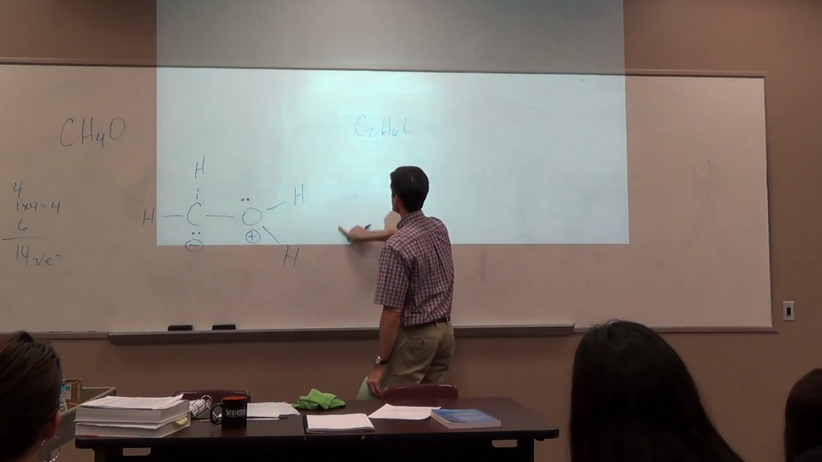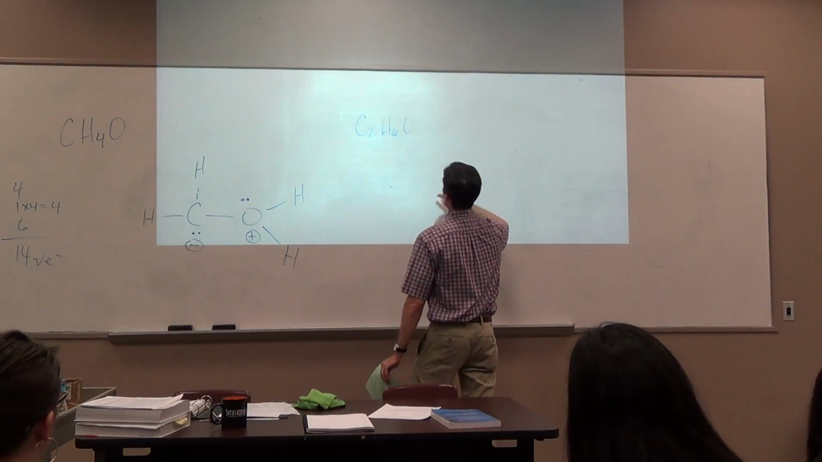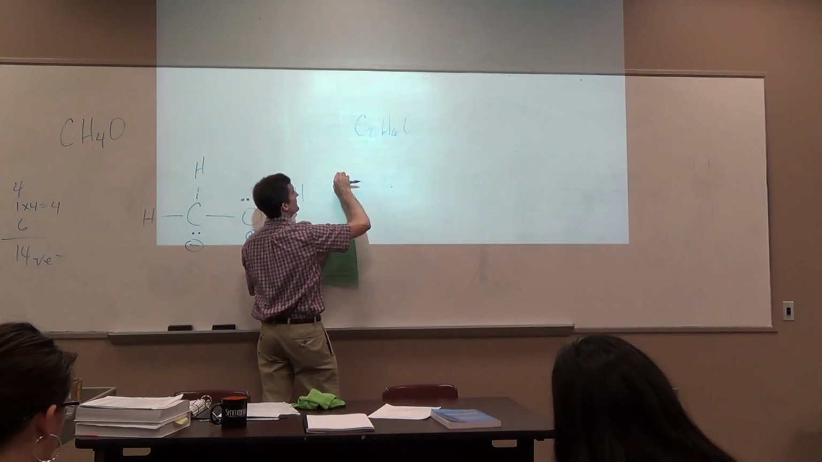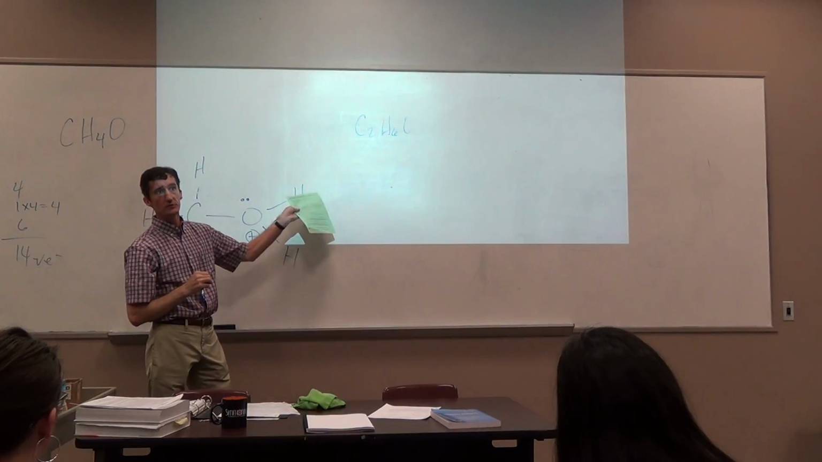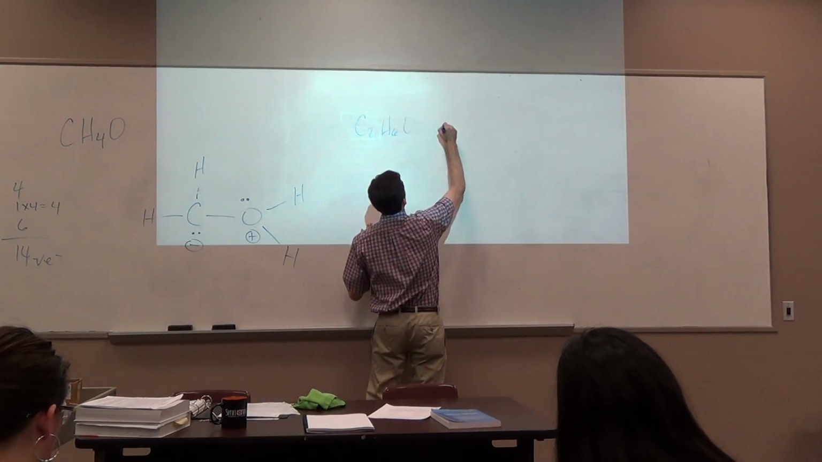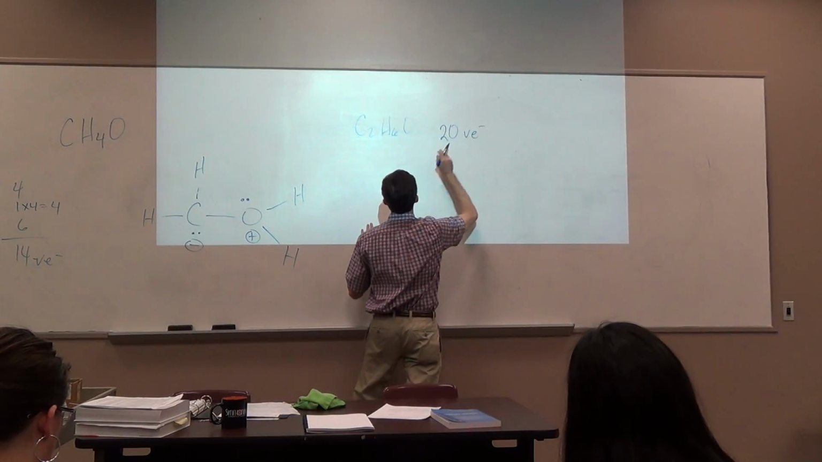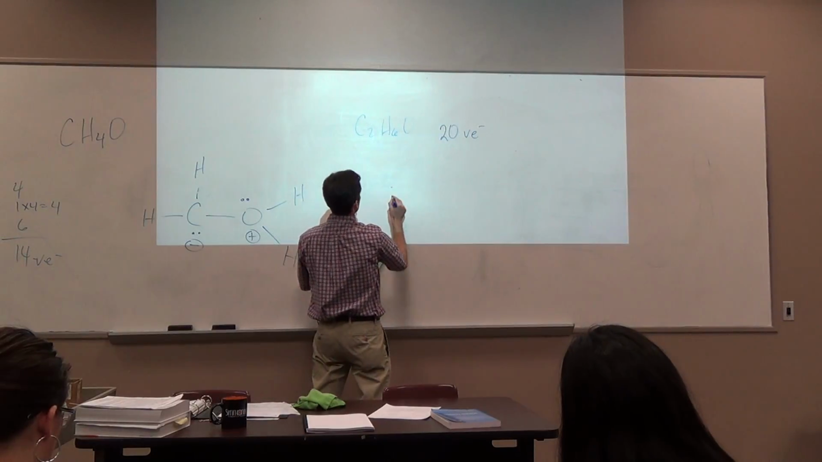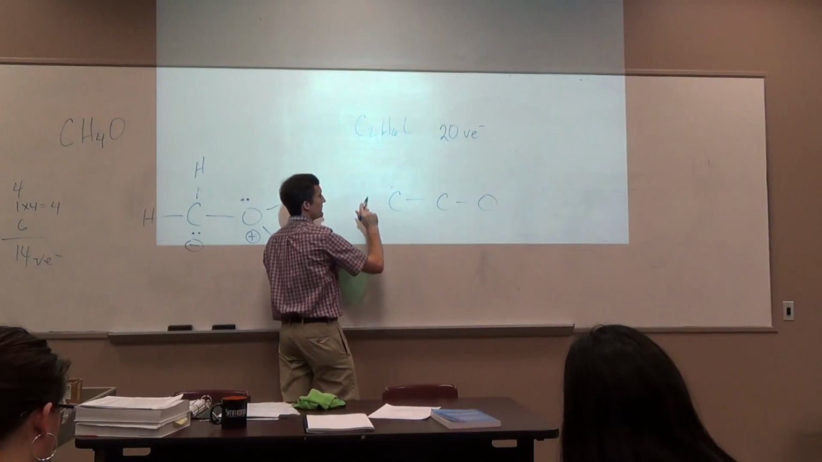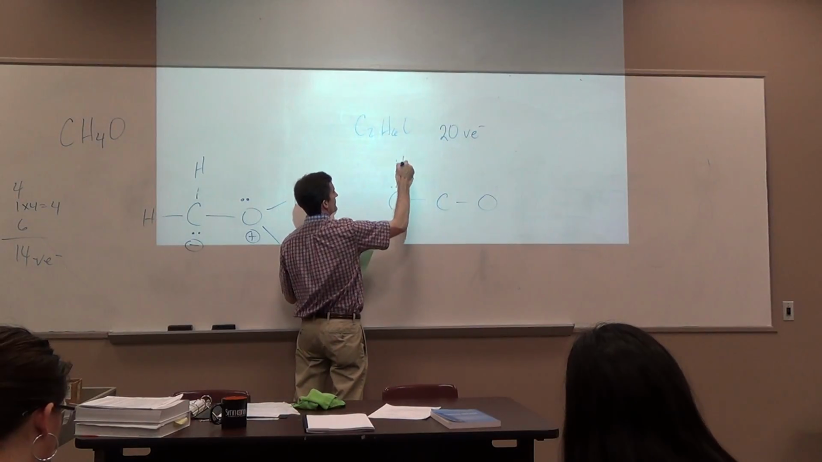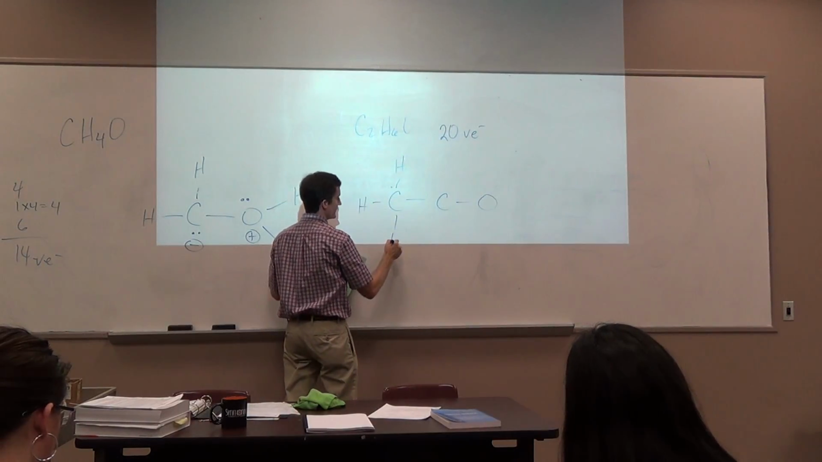Let's try over here. How many valence electrons are we dealing with? 4, 8, 14, 20? Yeah. So we've got 20 valence electrons. Let's see. How about carbon, carbon, O? I'm going to put my H's on carbon. I got 6. We'll fill the valences of that carbon.